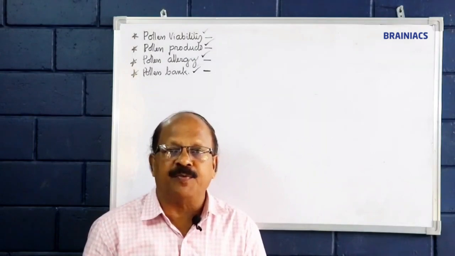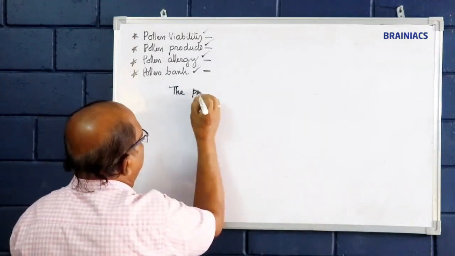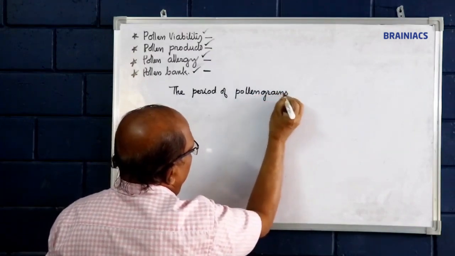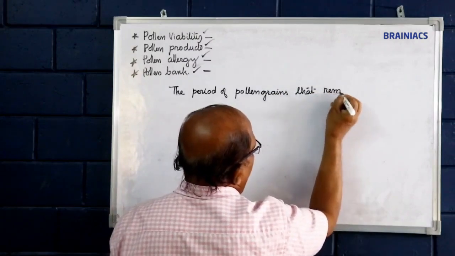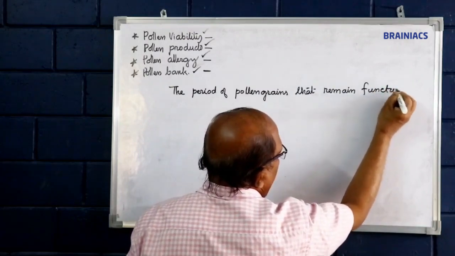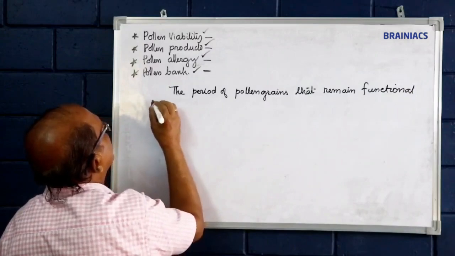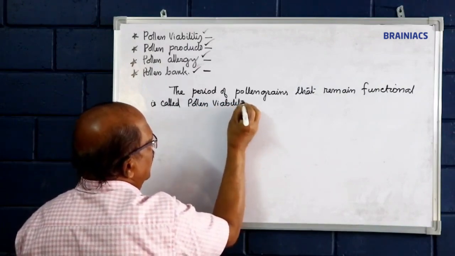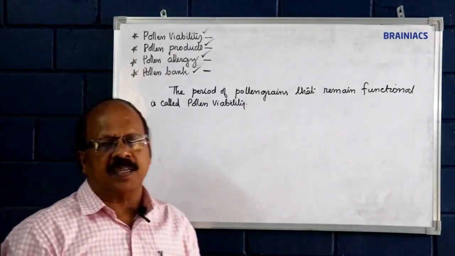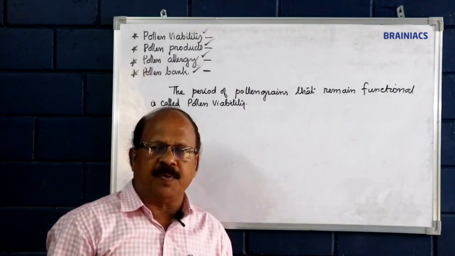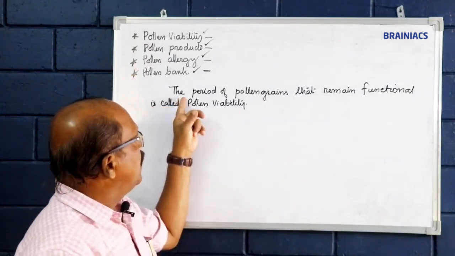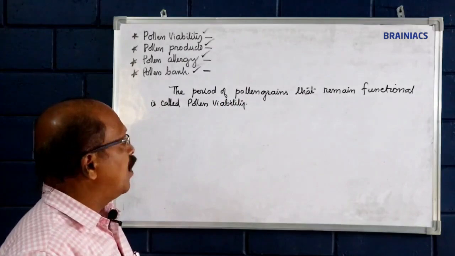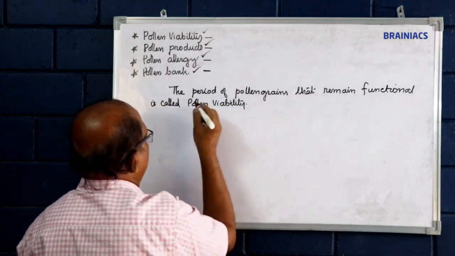The period of pollen grains that remain functional is called pollen viability. The activity of pollen grains, the tendency of germination, which are all depending upon the nature of the pollen grain. And so the duration or the span of pollen grains that remain functional is called a pollen viability.